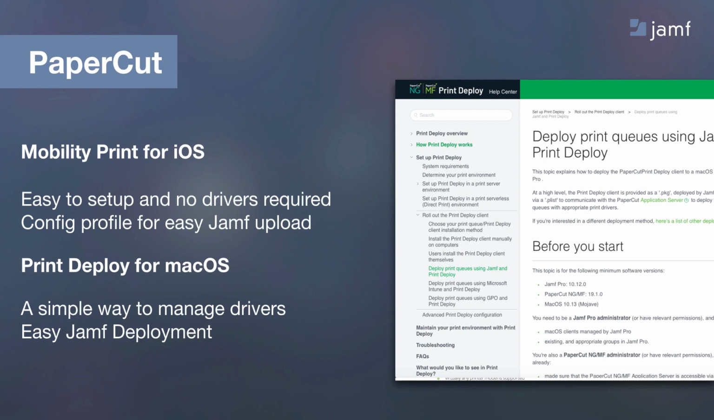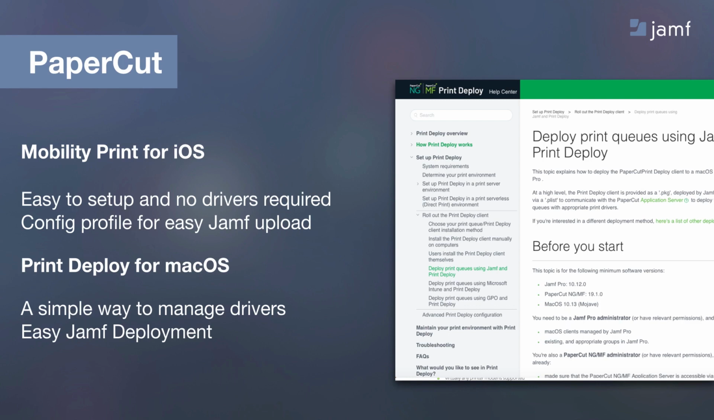PaperCut will create a config profile with all the correct settings and let you load it up directly to Jamf Pro. And then you can push it to a subset or all of your mobile devices, or even make it available via self-service, just like any other config profile. And Mobility Print also supports macOS, and PaperCut has another slick Jamf Pro deployment method, but this only supports generic drivers.